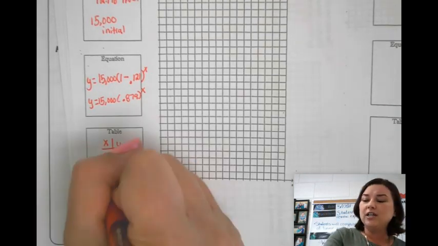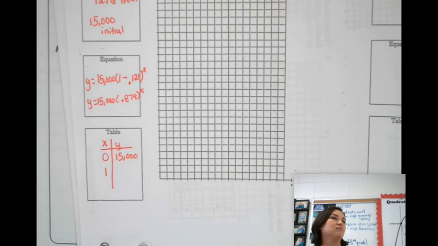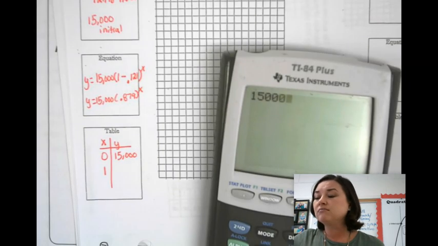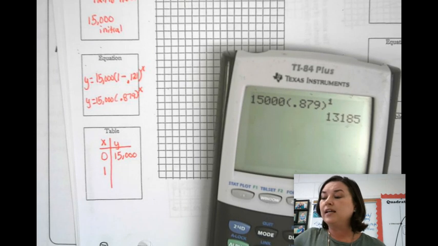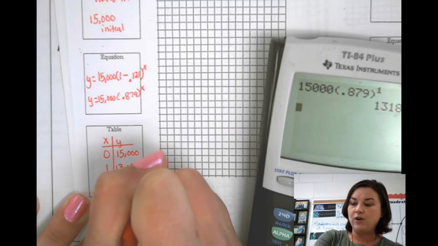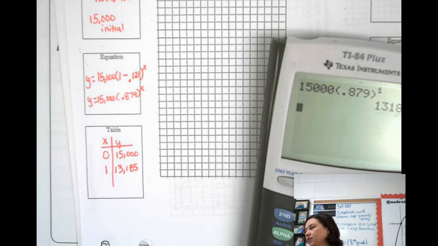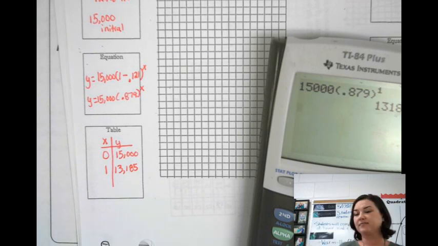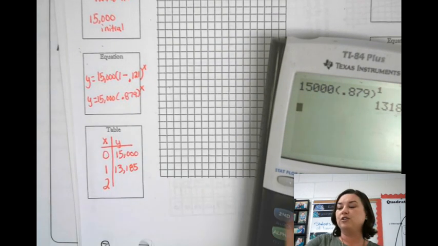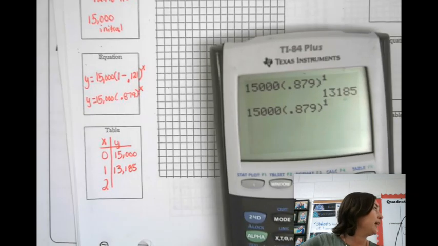If I want to know how much it costs after 1 year, how could I figure that out? Plug in 1 into the equation. So 15,000 times 0.879 to the first power. And I get 13,185. So after a year, it's almost depreciated $2,000. That actually goes down forward to begin with. And then if we want to know the second year, how would we figure that out? Plug in 2. So same equation, just where I put the 1, we're going to make that a 2.